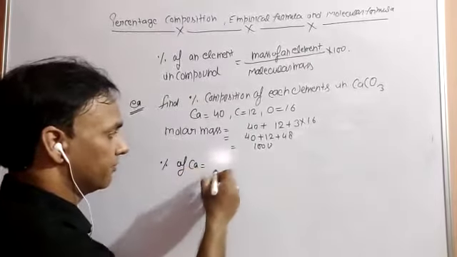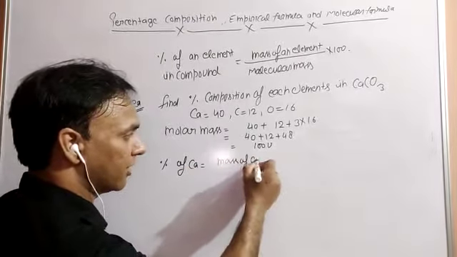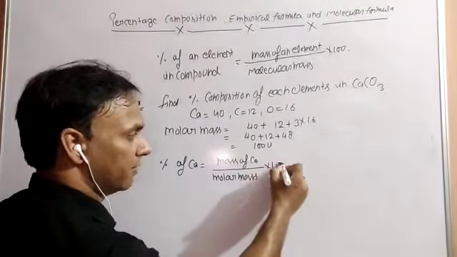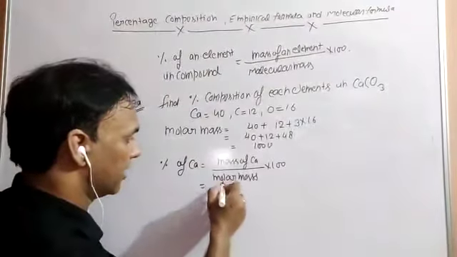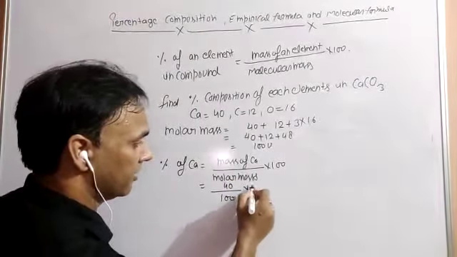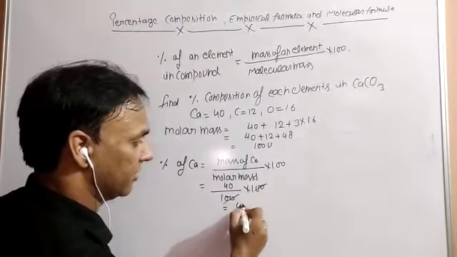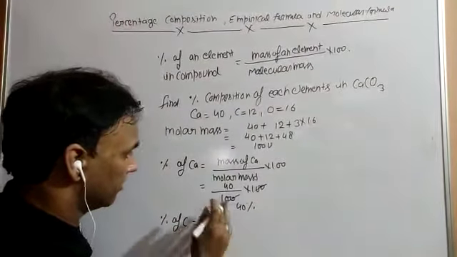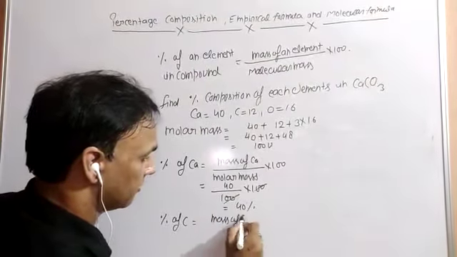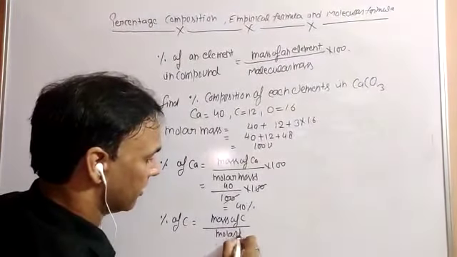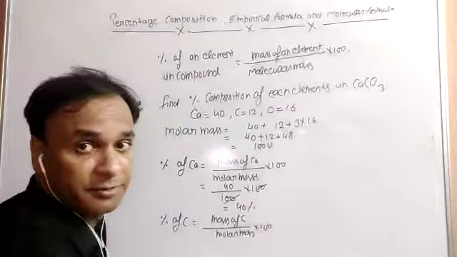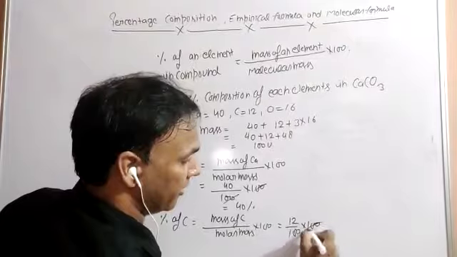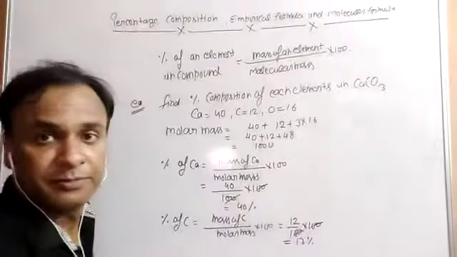percentage of calcium means mass of calcium upon molar mass multiplied by 100. Clear? Mass of calcium is 40, molar mass 100, and the 100s cancel each other. That means 40%. Similarly, the percentage of carbon is mass of carbon upon molar mass multiplied by 100. That means carbon 12 upon 100 into 100, which is 12%.